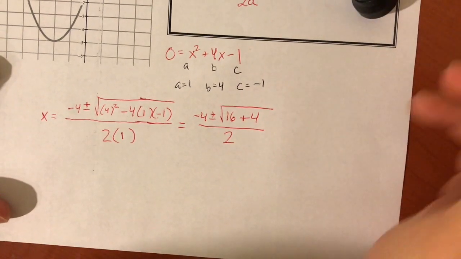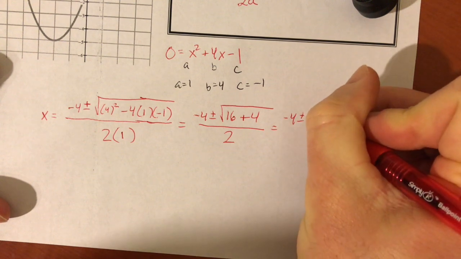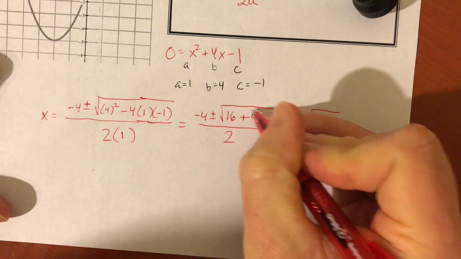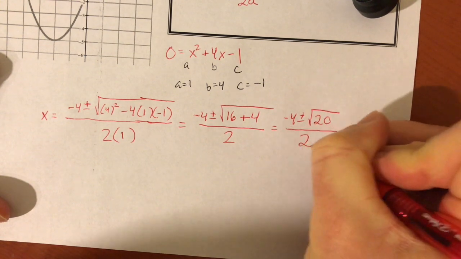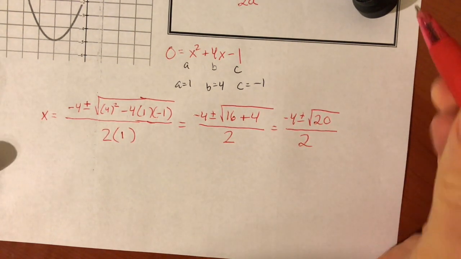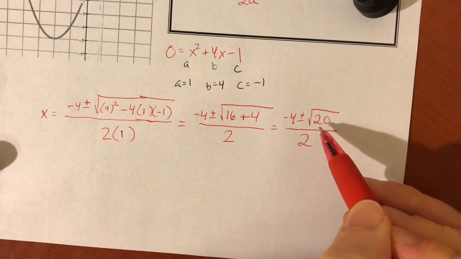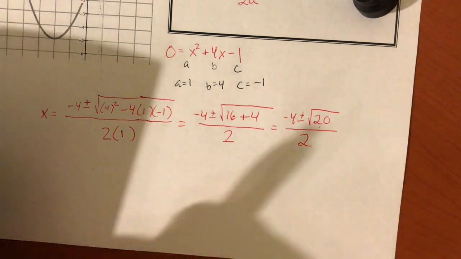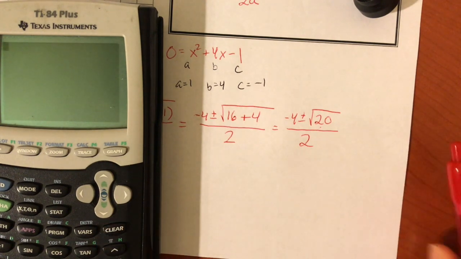Order of operations, simplify that inside. It's like a set of parentheses. You want to simplify the inside first. 16 plus 4 is 20, and it's all divided by 2. Okay, now here's the problem. Trying to do the square root of 20. 20 is not a perfect square. I don't know what the square root of 20 is off the top of my head. I know it's bigger than 4 and less than 5.